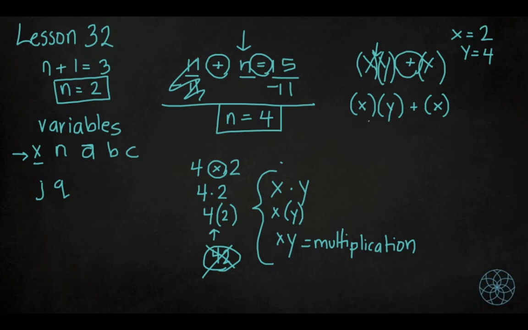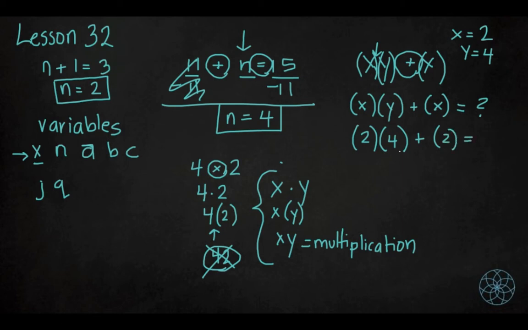So let's go ahead and look at this again. If x times y plus x is our expression, and we know x equals 2 and y equals 4, what would the value of this expression be? Well, instead of writing x this time, let's write a 2, because we know x is equal to 2. Instead of writing a y, let's write a 4. And then we're going to be adding that to x, which is 2. And now we can further simplify.